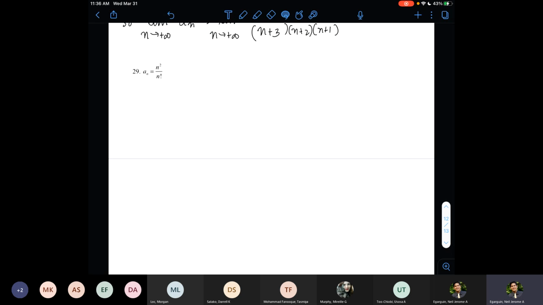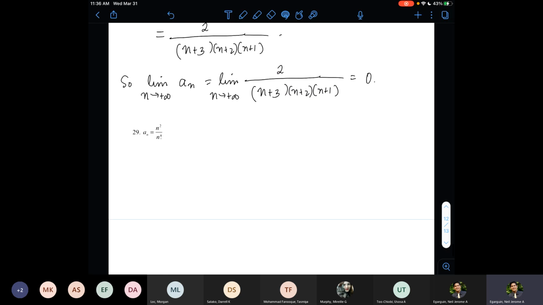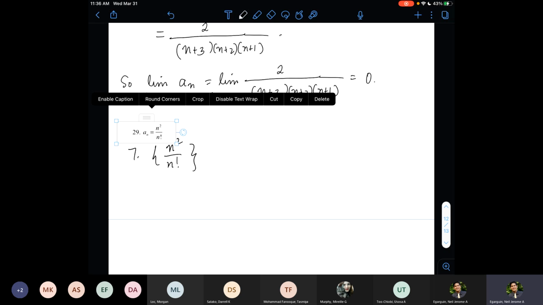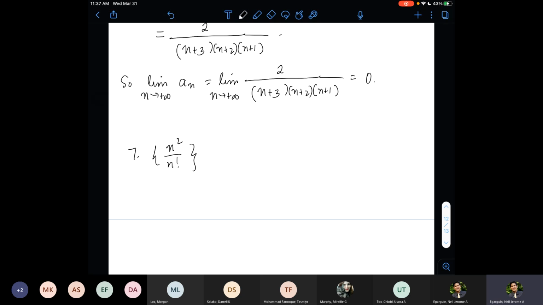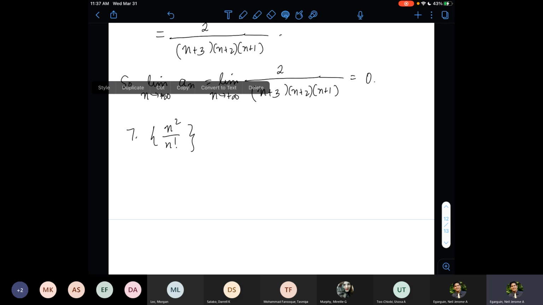Okay. I'll call it problem 7. I'll just copy it down. This is problem 29 from the worksheet. So here, I guess we cannot simplify this. Let me try.